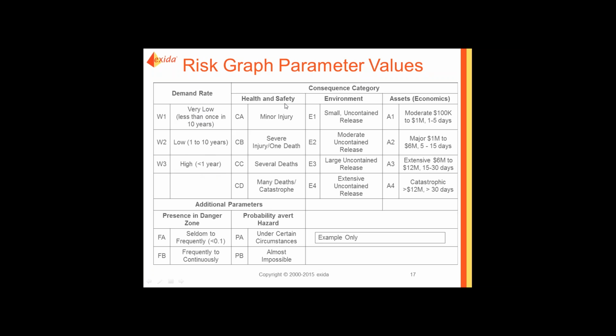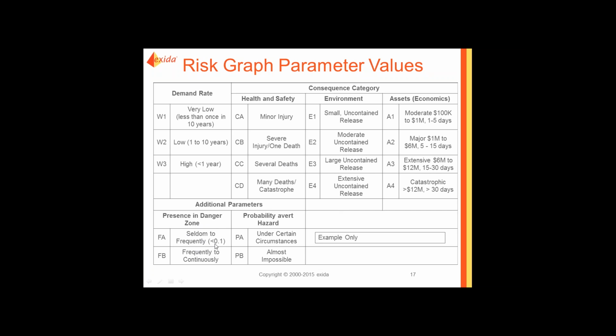And then from the health and safety, so now we're back to our three receptors. There's the personnel, there's the environmental, here's the financial. And we've categorized minor injuries, severe injury, one death, several deaths, or many deaths, catastrophe. And one could argue that it's difficult to distinguish between several deaths and many deaths. And again, this depends upon how you define things in terms of your own acceptable risk criteria.